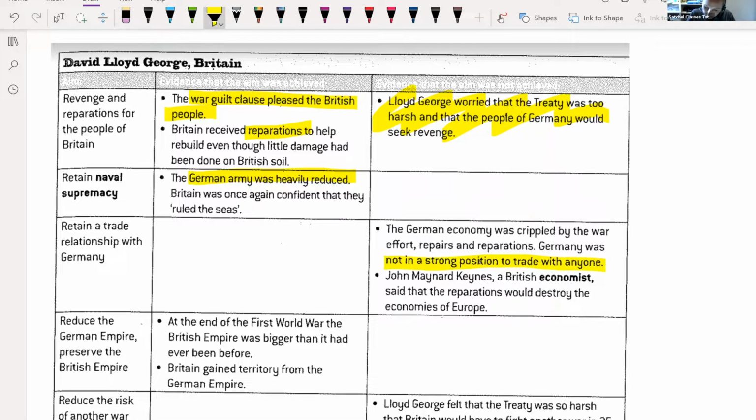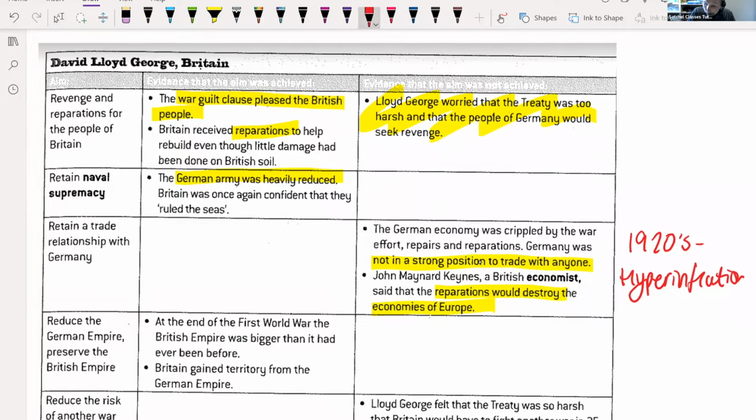Now, the reparations would destroy the economies of Europe. In the 1920s in Germany, you get massive hyperinflation. Okay, so because they've got to pay all of this money back, and remember that even though they did fight and they did lose, they did still suffer. So they've still got to rebuild their own economy. They have lost a lot of men as well. And in the 1920s, to do that, they start printing more money.